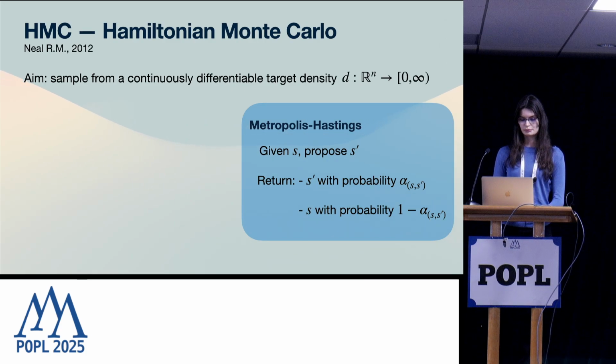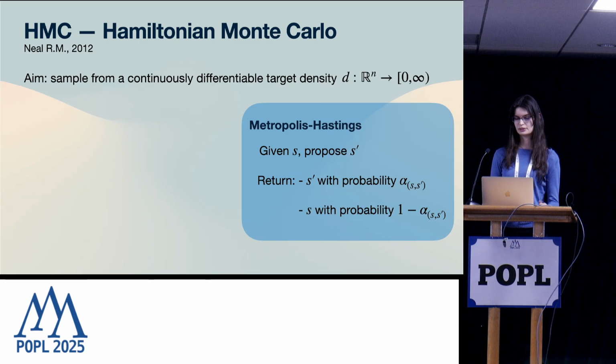So the goal is to sample from a distribution with density D, and we can view Hamiltonian Monte Carlo as an instance of Metropolis Hastings. So that means that we propose a sample and then we accept and return it with some probability given by an acceptance ratio. This acceptance ratio is very important, and it's specifically designed to preserve detailed balance, which is important for proving convergence to the target distribution.